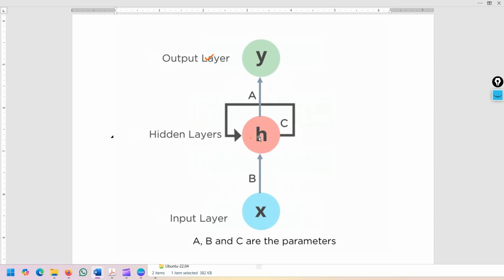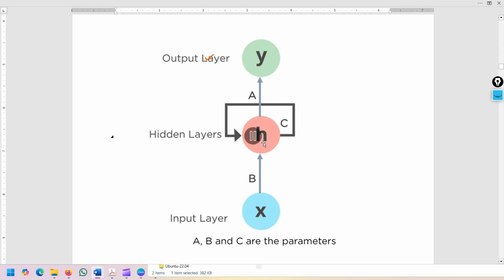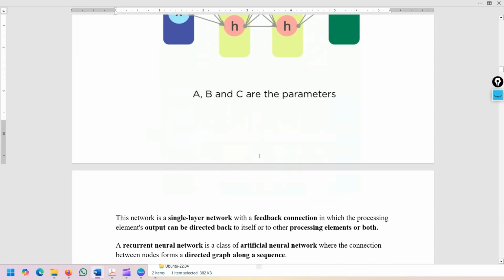Until the correct output is obtained, the process repeats. Once the correct output is obtained, the process won't repeat. This is called the RNN method.